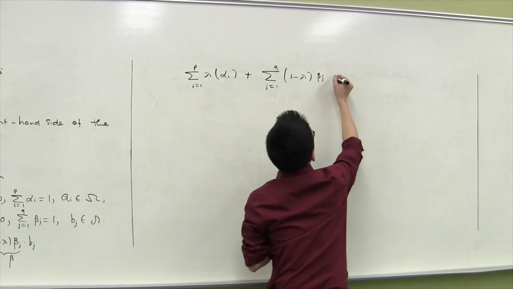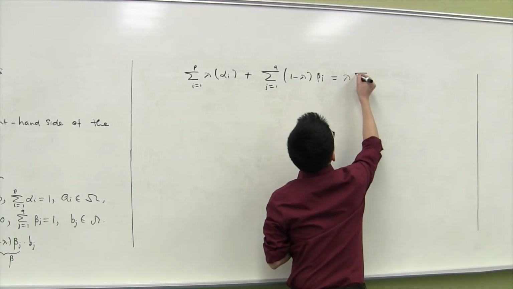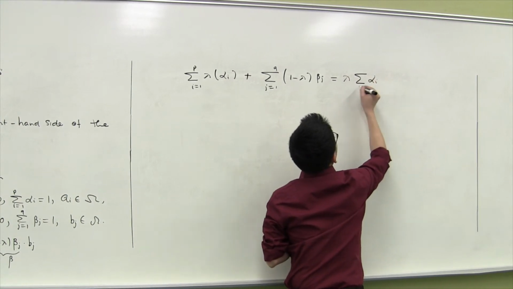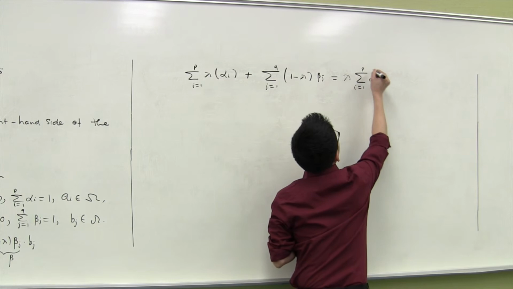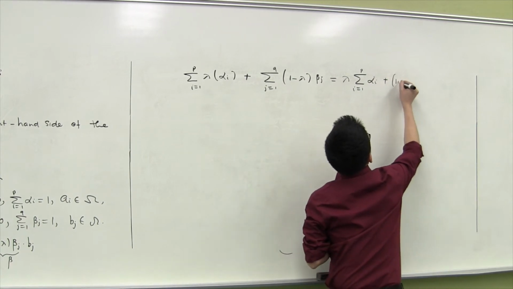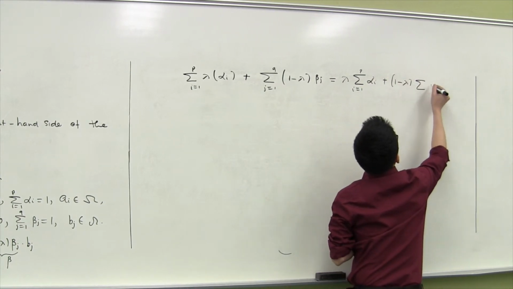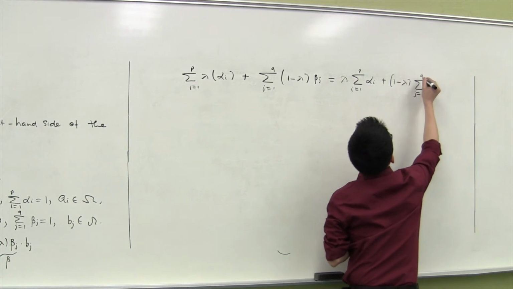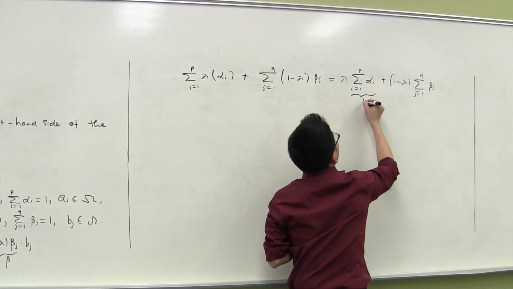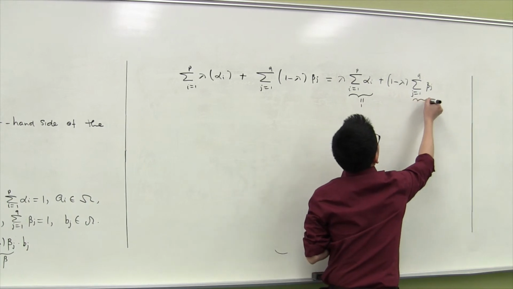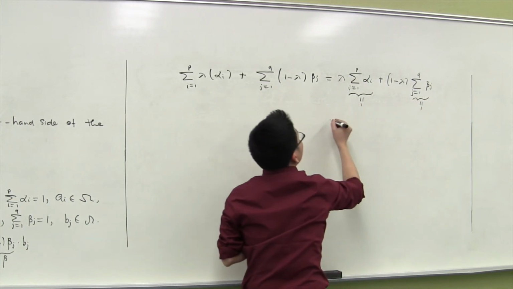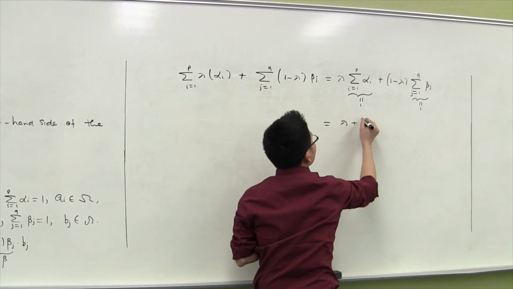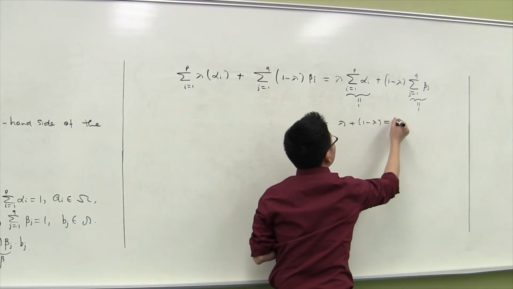This is equal to lambda times the sum of alpha_i, where i runs from 1 to p, plus (1 minus lambda) times the sum of beta_j, where j runs from 1 to q. Okay? And as we know, this is equal to 1, and this is equal to 1 as well. So this is equal to lambda plus 1 minus lambda, so it is equal to 1.